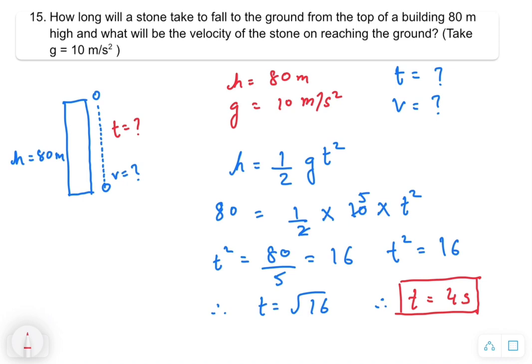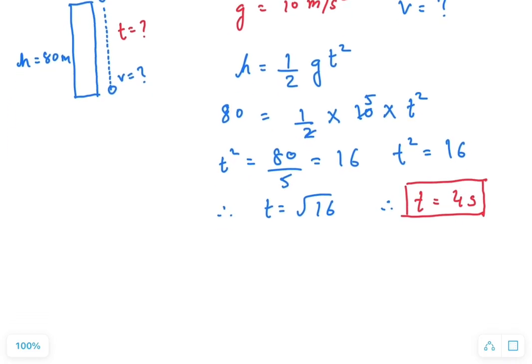Now we need to find the velocity of this stone. To find the velocity of this stone, we'll be using this equation, v equal to gt. We have already calculated the time. Acceleration due to gravity is given in the problem. We will take it as 10 meters per second square. Let's substitute these values and find the velocity of the stone.